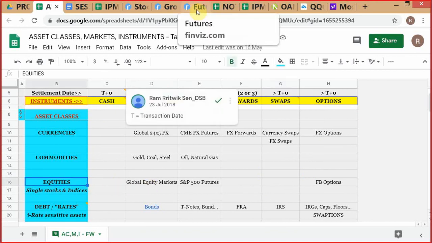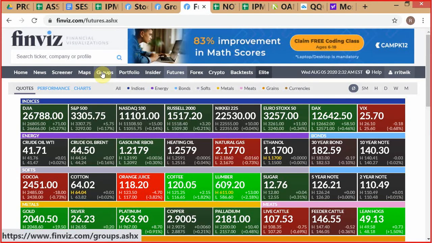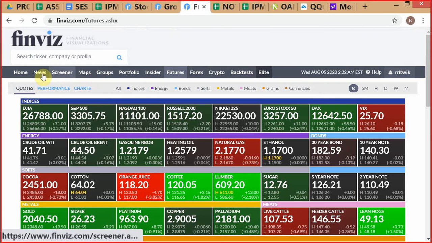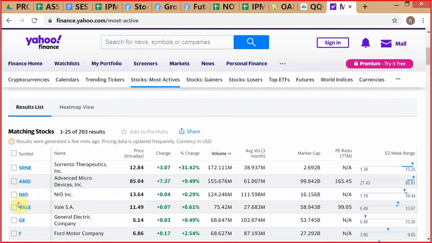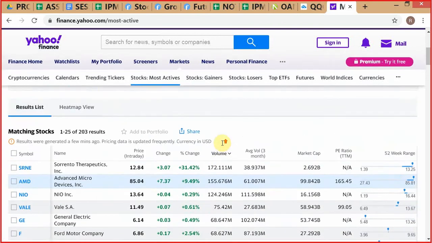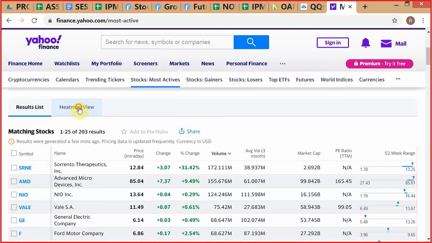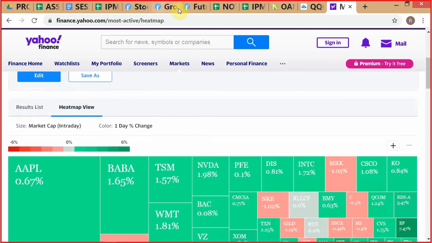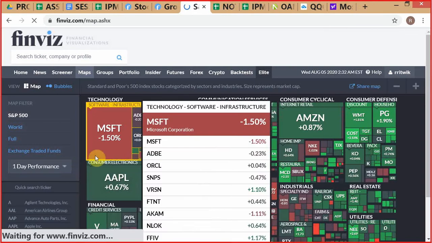When we look at the universe of equities, let's look at this site, which was also giving me problems earlier. When I look at equities, I go to Yahoo Finance and see the most active stocks. Now you see a problem here. Let's look at the heat map view and see what it's like.